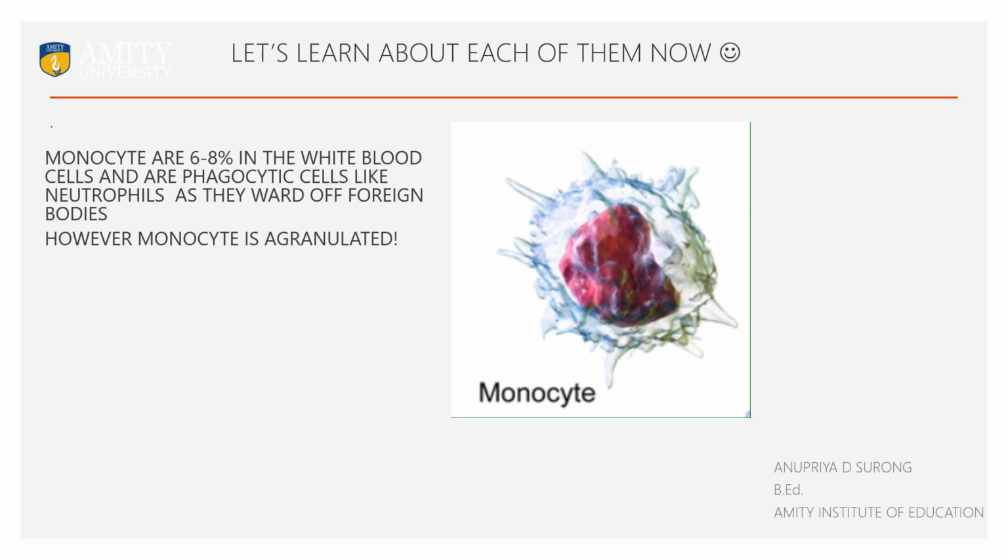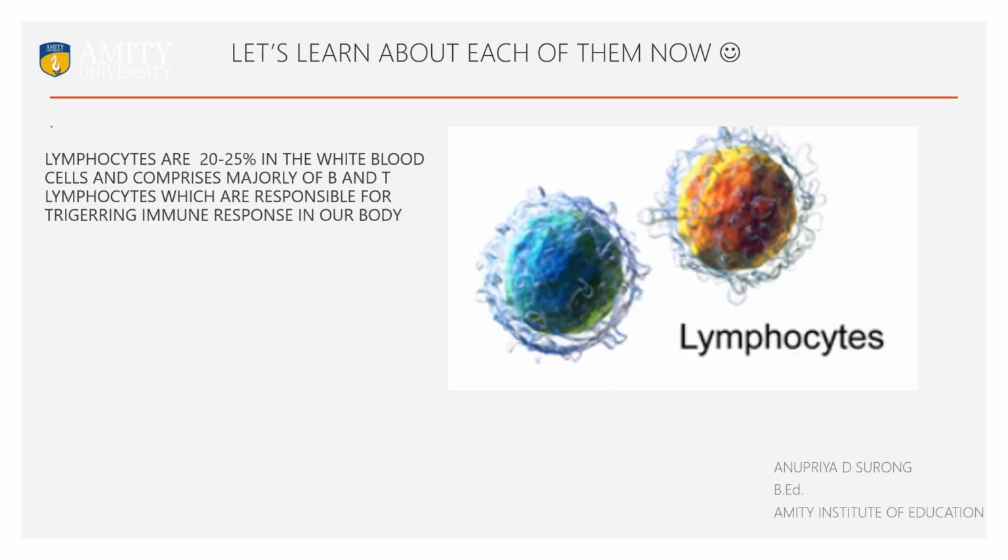Talking about monocytes, they are 6 to 8% in the WBCs and are phagocytic cells like neutrophils, as they ward off foreign bodies. However, you must remember, monocyte is agranulated and neutrophil is granulated. The last type of white blood cells, that is lymphocytes, are 20 to 25% in the WBCs and comprises majorly of B lymphocyte and T lymphocyte, which are responsible for triggering immune response in our body.